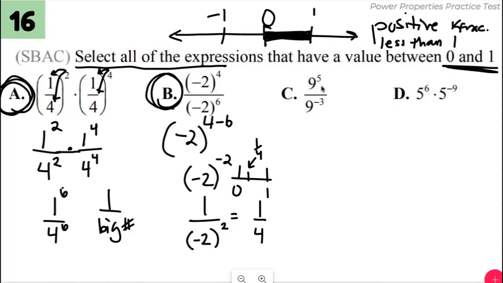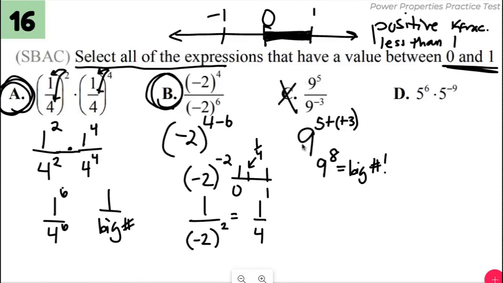Look at C. Same base, subtract my exponents. 5 minus -3. Add the opposite, and you get 9 to the 8th. That's a really big number. Definitely bigger than 1. C is out.